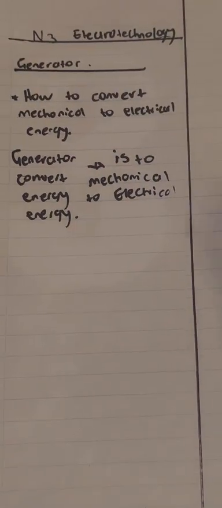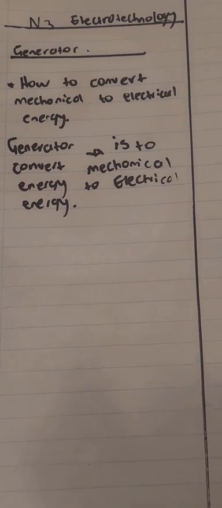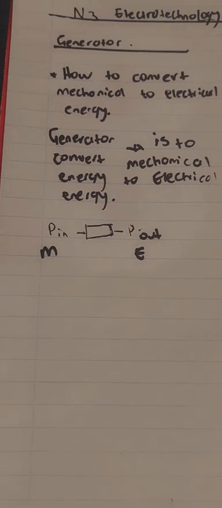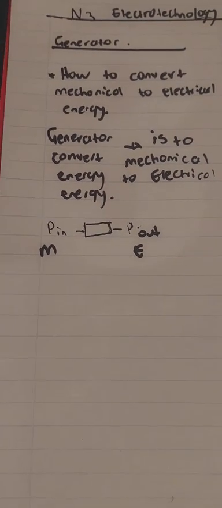The function of a generator is to convert mechanical energy to electrical energy. That means the power in is mechanical and the power out is electrical.